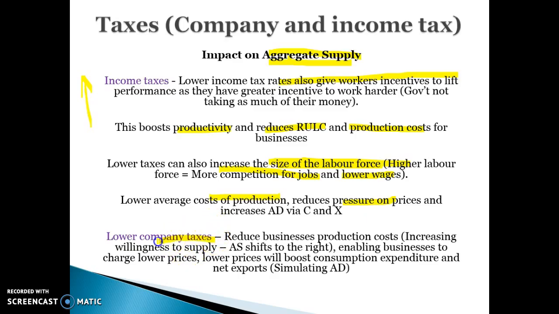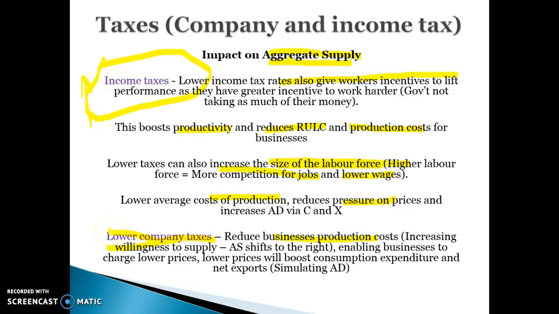In regards to lower company taxes, so lower income taxes shift supply to the right. Lower company taxes will reduce businesses' costs of production, okay, and therefore they're willing to supply as well, and that will shift supply to the right. Enabling businesses to charge lower prices will boost consumption expenditure and net exports. So businesses will have lower costs of production if they're taxed at a lower rate, and therefore they're more willing to supply, and that should lead to lower prices as well.